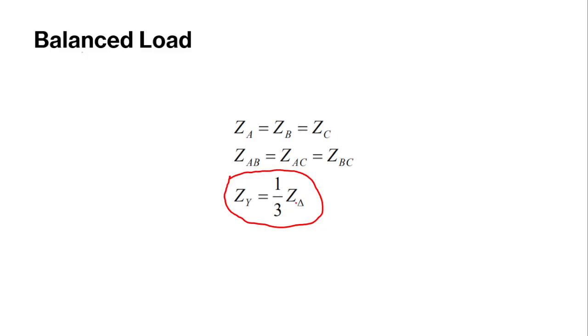So if you're going from a delta to a Y, the Y impedance for each of them would just be one third of one of the delta impedances. Even if you don't get that, you just go back to first principles and do the long equation. Either way, you get the same answer.